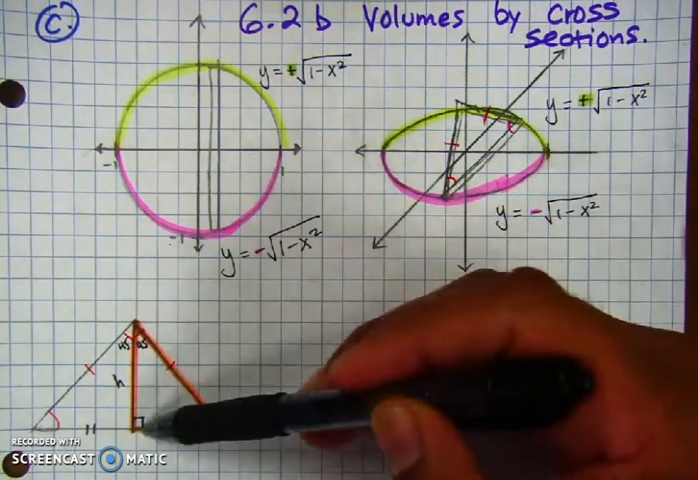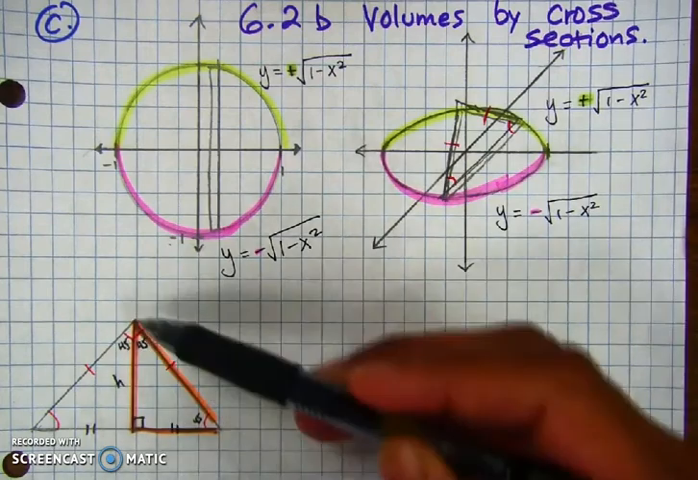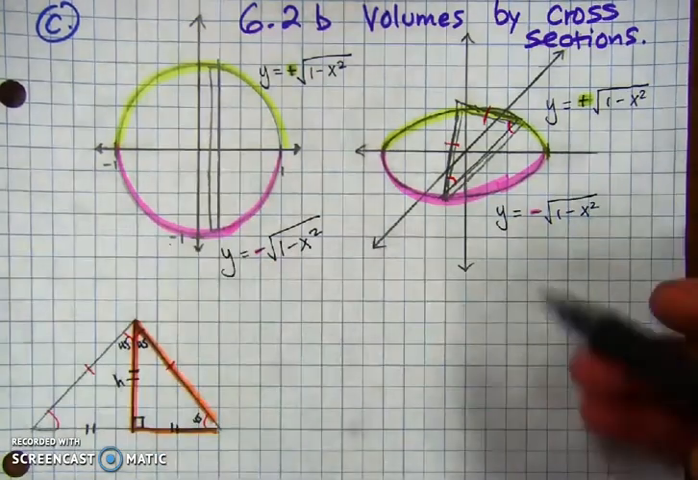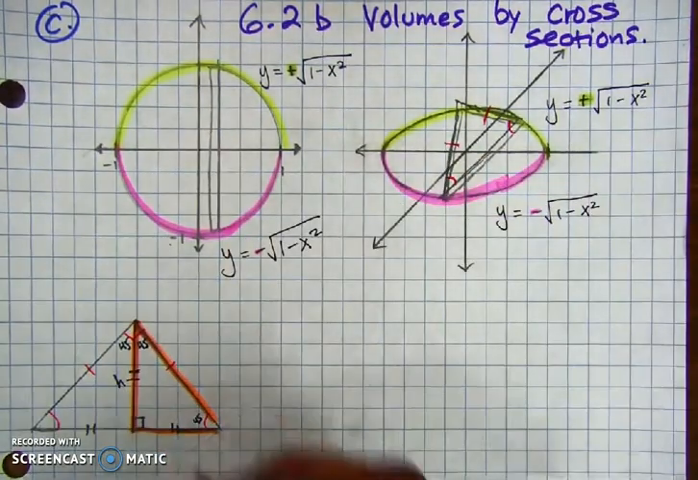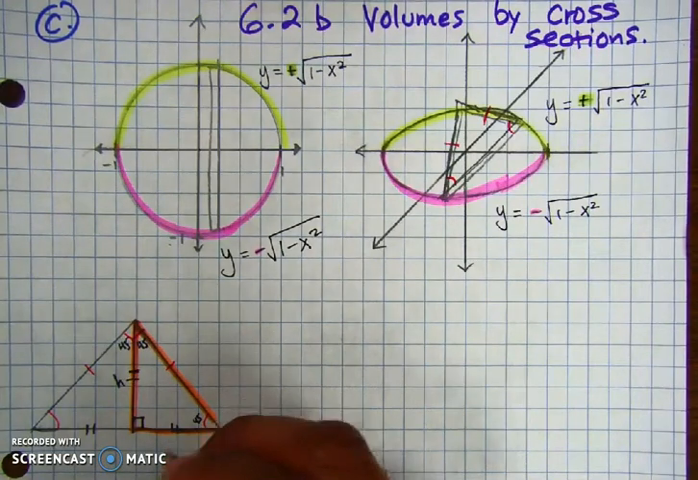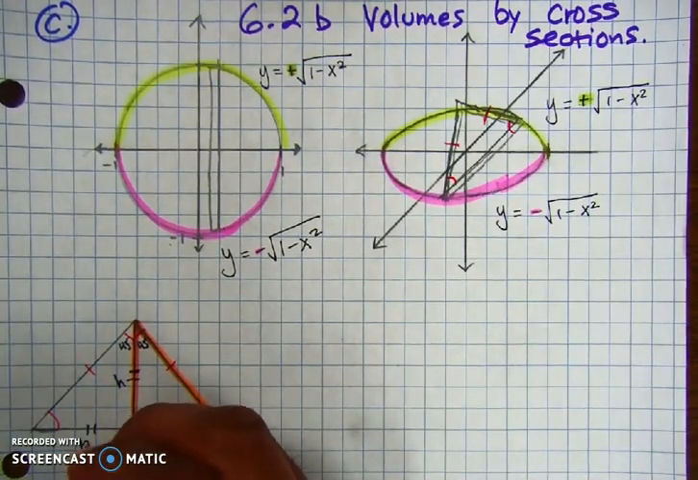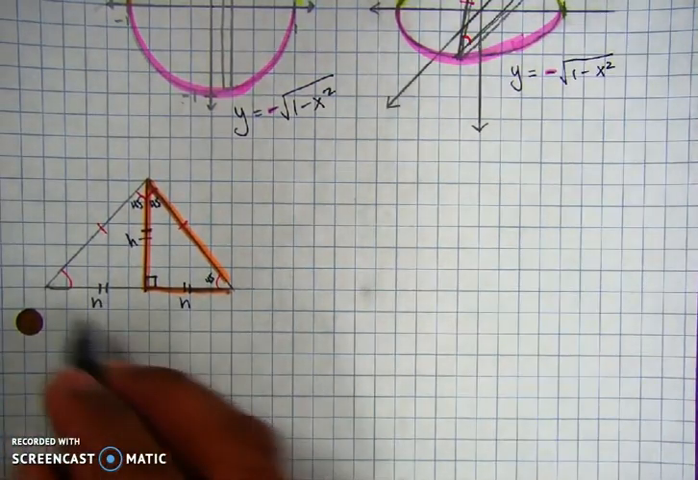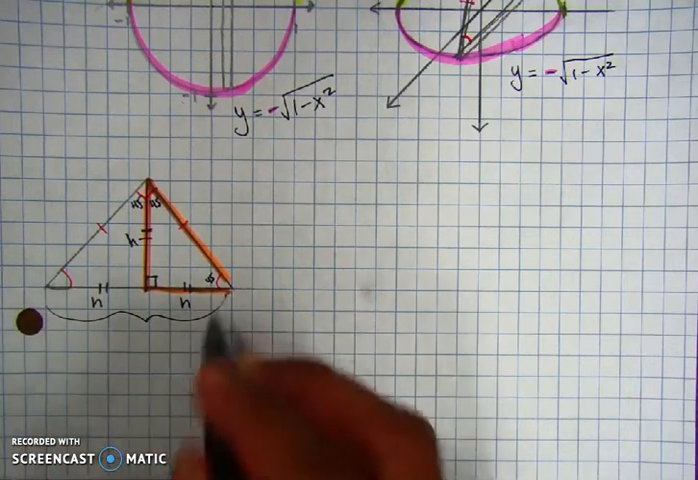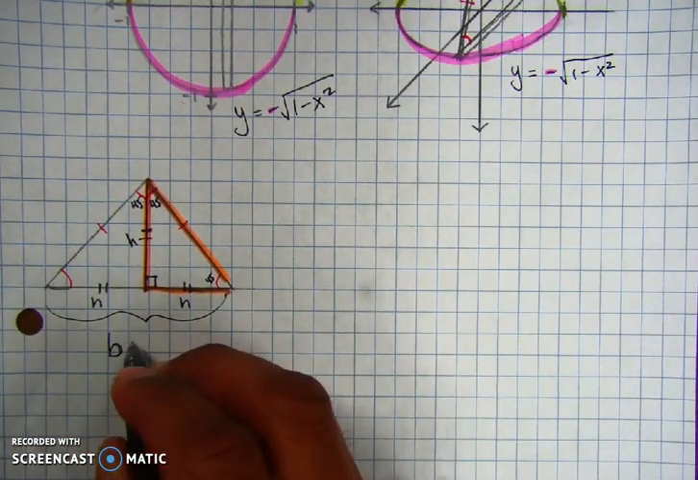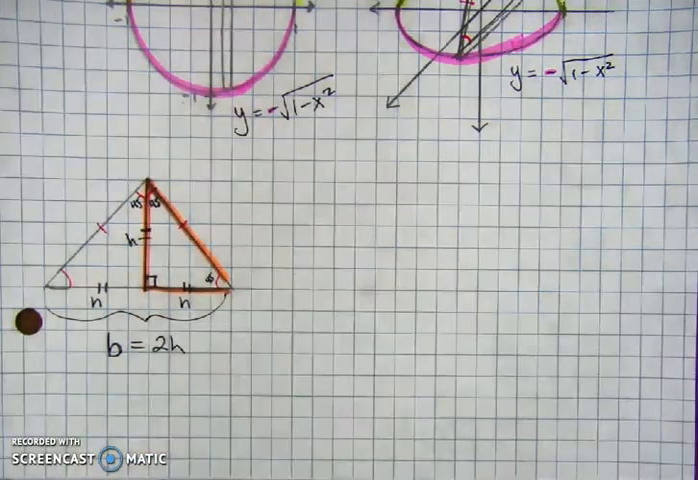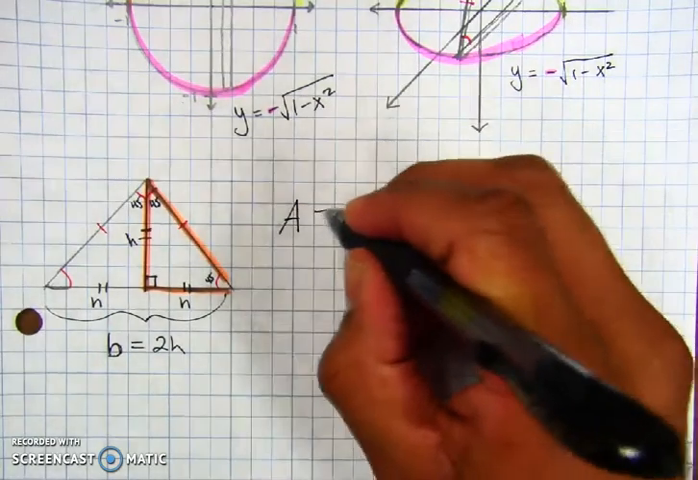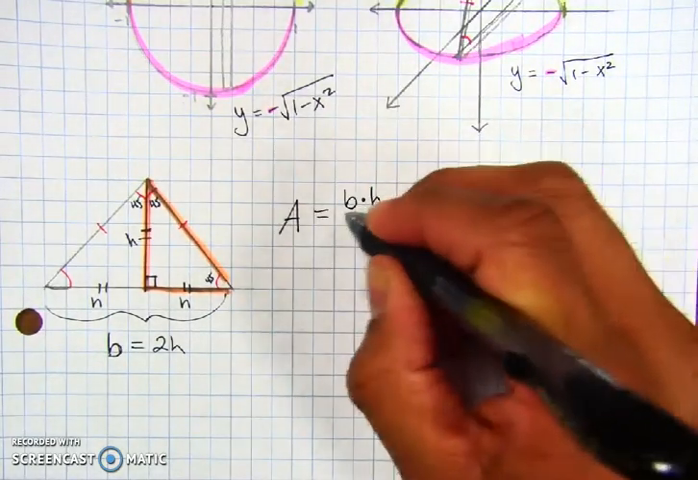Alright, so I'm going to go ahead and highlight one. The other one is this one over here, but let's just focus on one of them. Now, if that's an isosceles triangle, then those legs have to be congruent. So now we have H and H down here. Okay, so now this triangle has a base that's equivalent to 2H. And area is still base times height over 2.